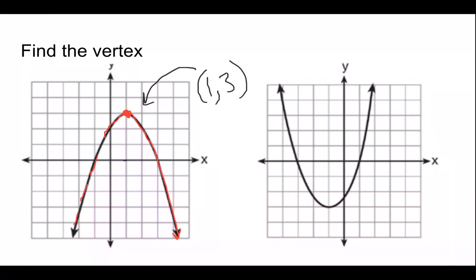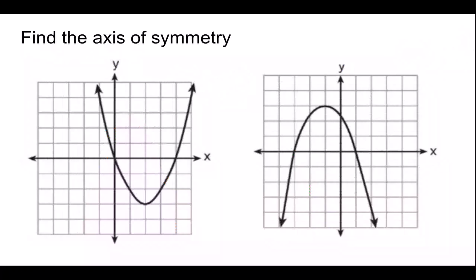So that's what the vertex is for that one. Now we look at this other one. This time it's going to be the lowest point because I can keep going down, I finally stop right there, and it goes back up. So the lowest point is the vertex this time. If we count it, that point is over -1 and down 1, 2, 3. So the vertex for this one would be (-1, -3).